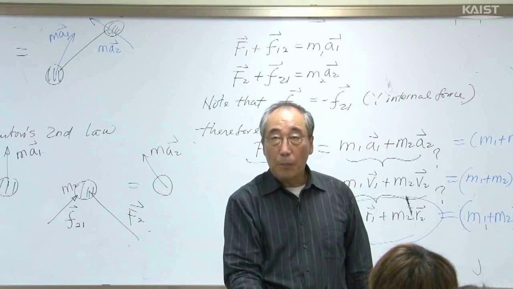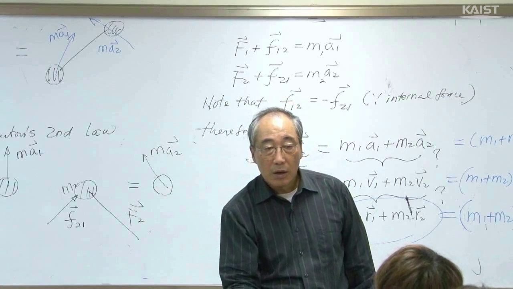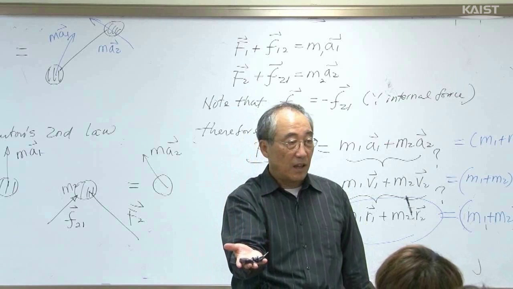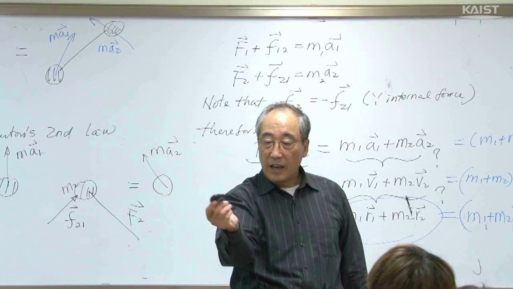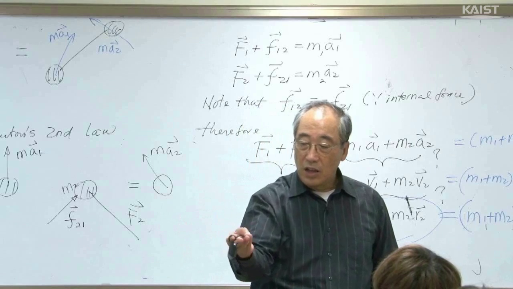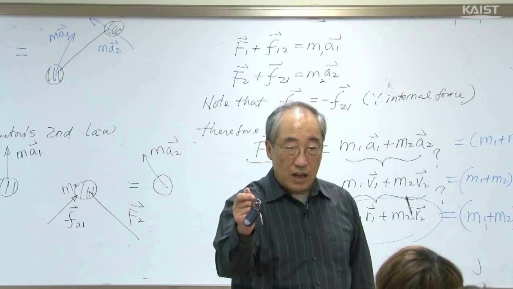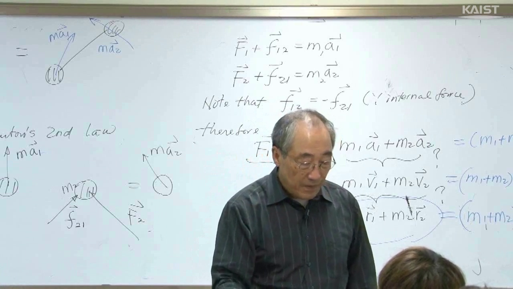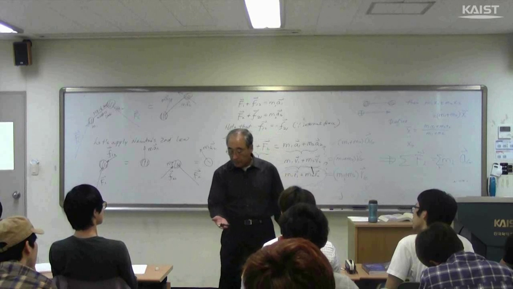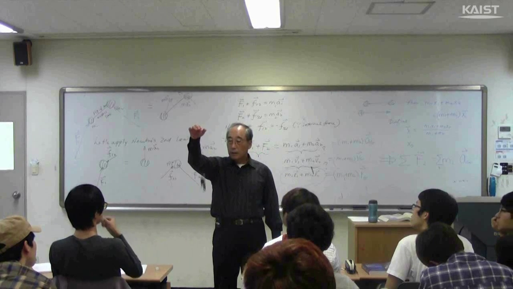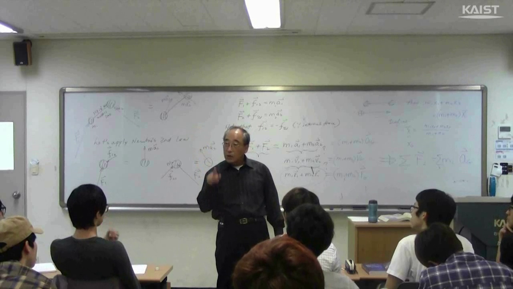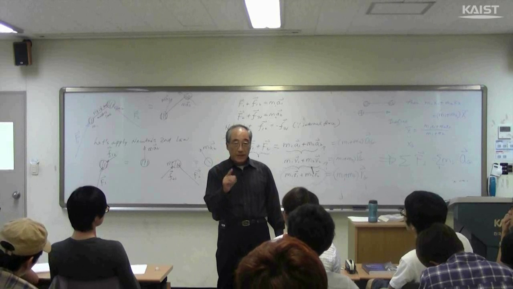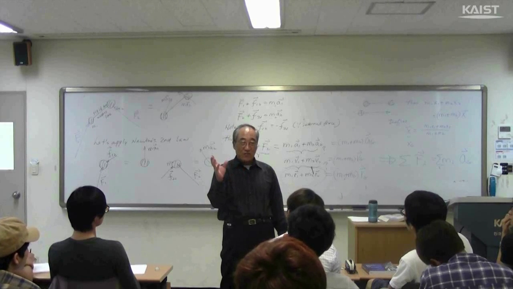If it just goes up and down, with no rotation, that is simply M1 times A1, M2 times A2, M3 times A3, but A1, A2, A3 is the same. That's the case, because all 3 masses' acceleration is the same. That's not interesting. That is so obvious.